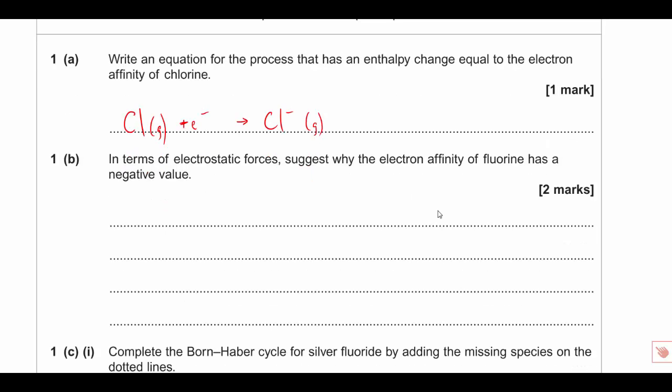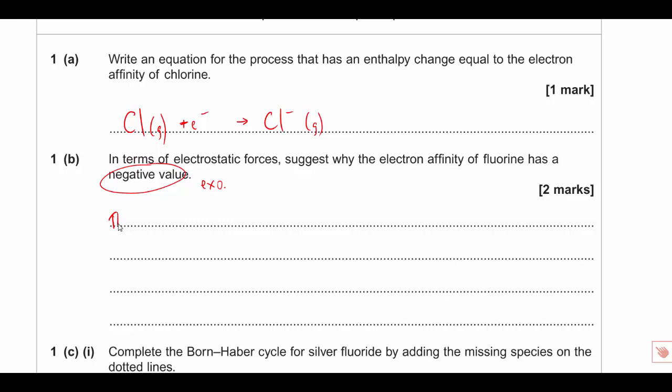In terms of electrostatic force, suggest why the electron affinity of fluorine has a negative value. The idea of it being negative implies that it's exothermic, energy is released in that process. The energy is therefore not required to be put in. So first of all, I would say you're probably going to want to talk about that. Let's start with why. When we're adding our electron, we're going to find that it's quite happy being added due to the fact that we have an attraction. So in terms of electrostatic force, that's why.